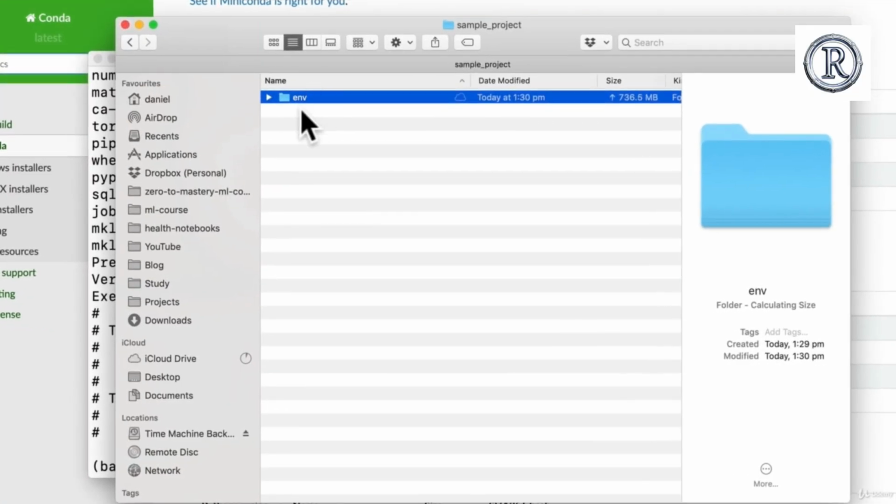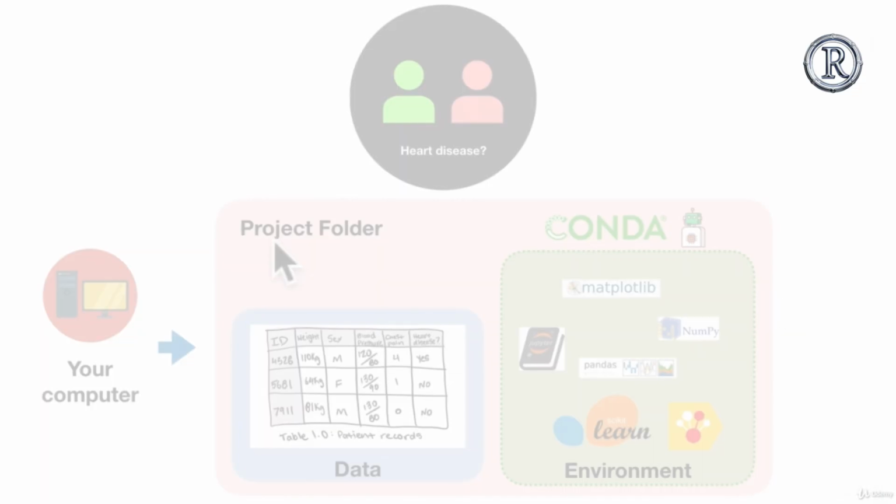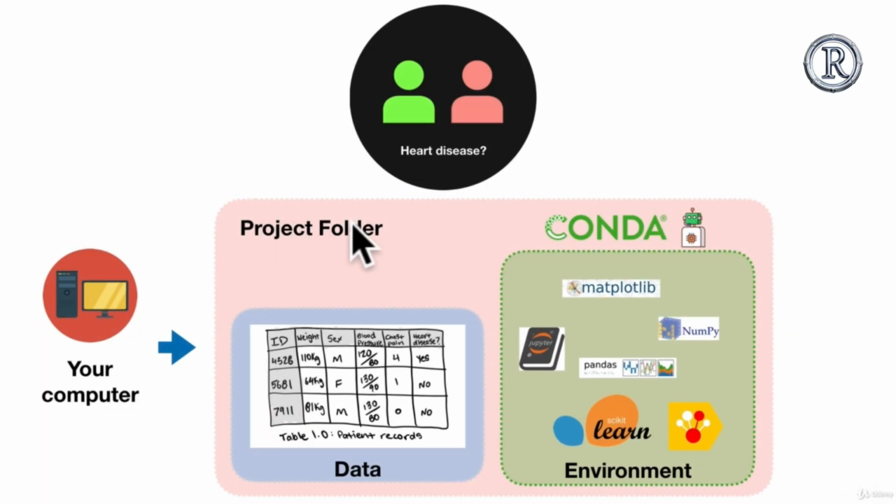Okay, so if we go back into the sample project folder, we can see here, now we've got an env folder. So what we've done, we go back to our presentation. We look here. We've created a project folder called sample data. Now we've created an environment folder called env, which contains Jupyter. Sorry, we haven't installed Jupyter yet. That's a little spoiler for what's coming up. With Pandas, Matplotlib, and Scikit-learn, thanks to Conda.